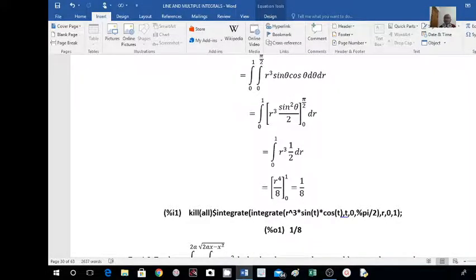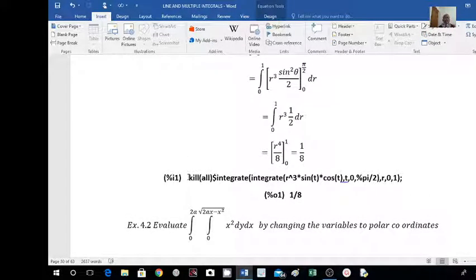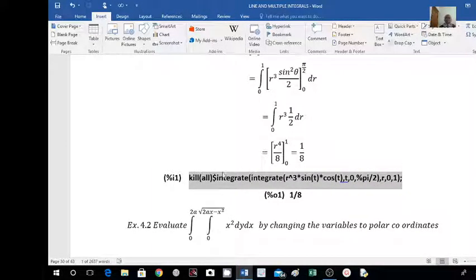Now I will go to Maxima and integrate this. Here a double integration is there. Integrate r cube sin theta cos theta. First we are integrating with respect to theta, theta ranges from 0 to pi by 2, and then integrating with respect to r, r ranges from 0 to 1. So this is the command in Maxima to integrate. I will copy this. Copy, go to Maxima. Maxima is here.